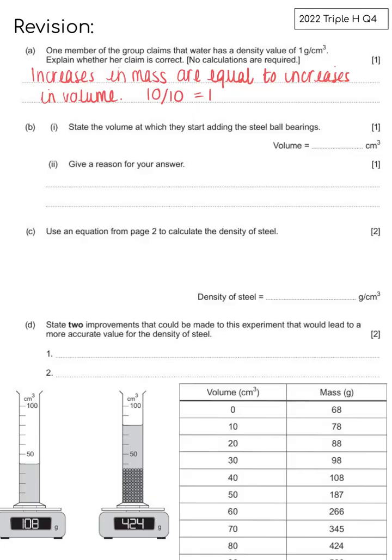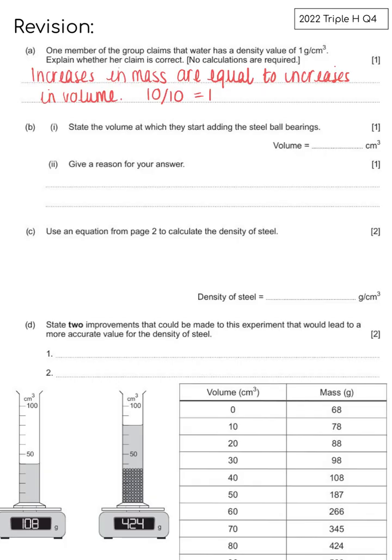The first part says one member of the group claims the water has a density of 1 gram per centimetre cubed. Explain whether she is correct. So she is correct, and that's because if we have a look, every time our mass goes up by 10, our volume goes up by 10 as well. So if we have increases of 10 in mass and volume, 10 divided by 10 is 1. Every time we have 1 gram of water, it is 1 centimetre cubed as well. The mass and the volume are equivalent.